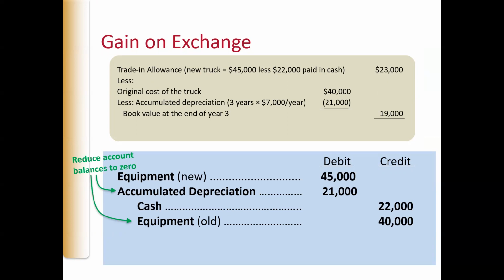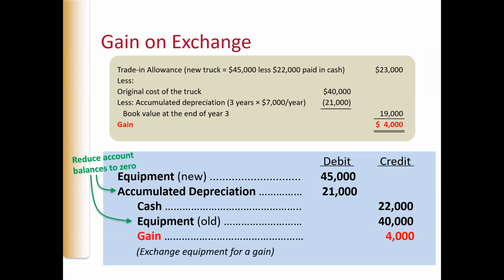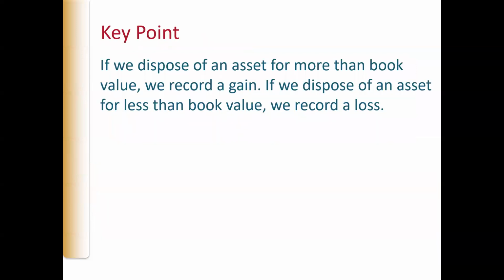If our old equipment, the original cost was 40, we have to zero that out. Also zero out our accumulated depreciation. And then we show a gain. Remember, if we dispose of an asset for more than book value, we're going to record a gain. But if we dispose of it for less than book value, we're going to record a loss.